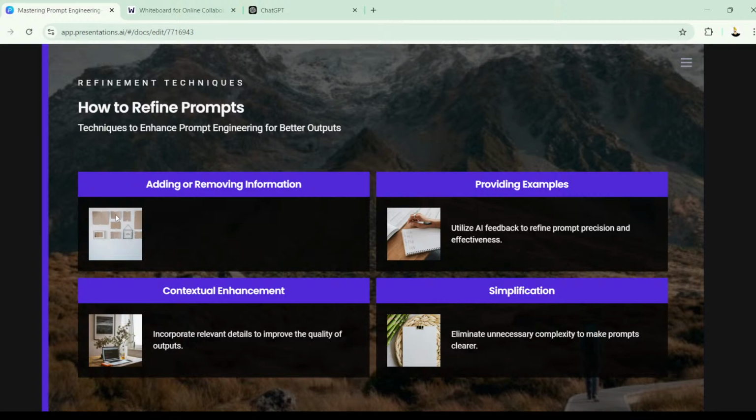Are ChatGPT and Copilot the same? They both are AI models, but they are not the same. Copilot is, I think, from Microsoft, right?